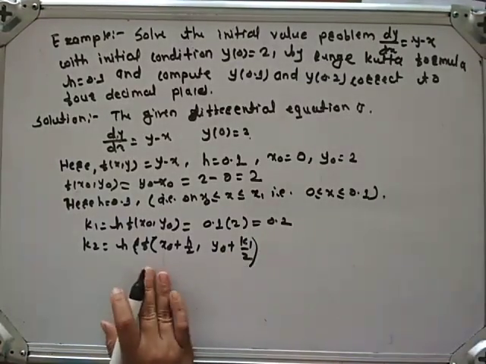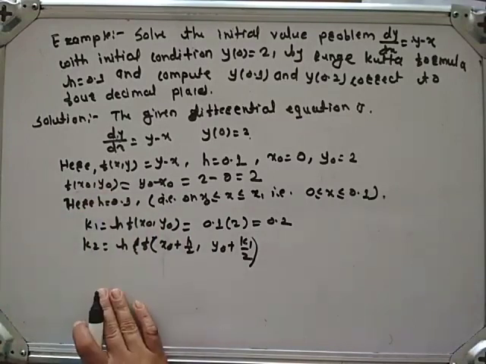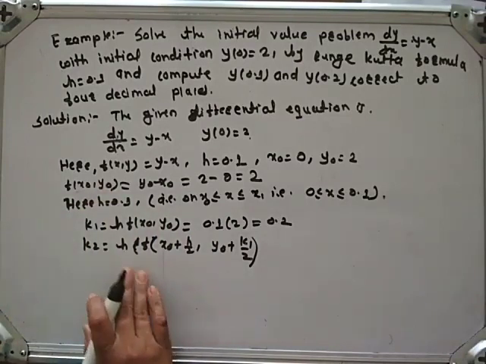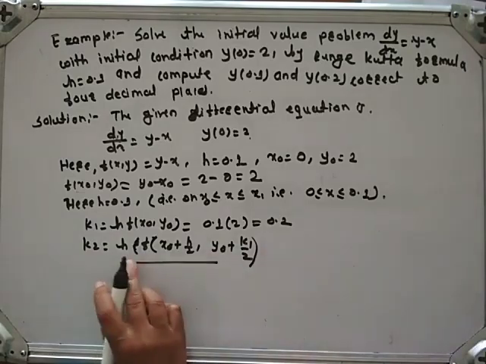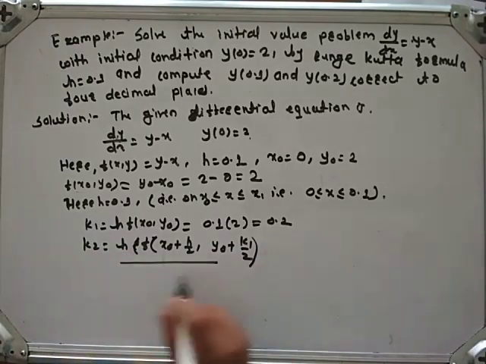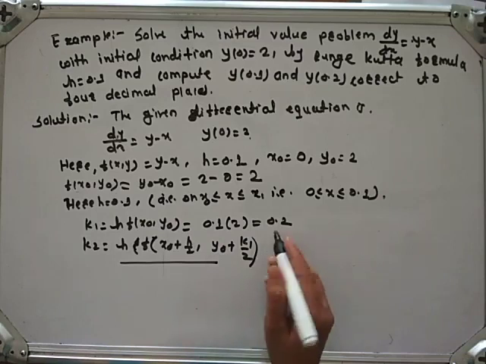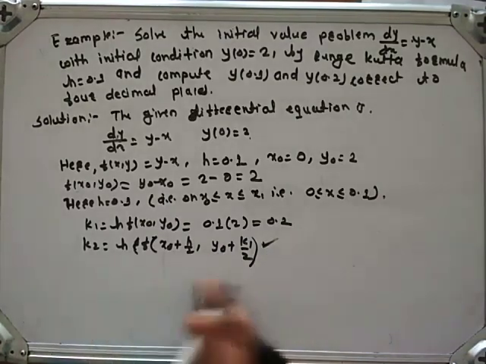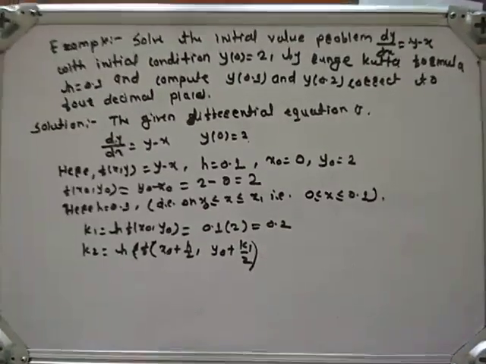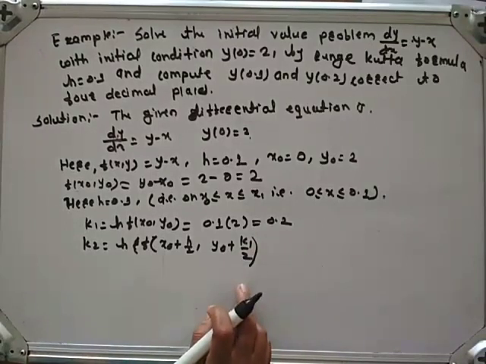Students, make one correction in the formula. Write down at the starting that the formula is k2 is equal to h into f of x0 plus h by 2 comma y0 plus k1 upon 2. Okay, make that correction.